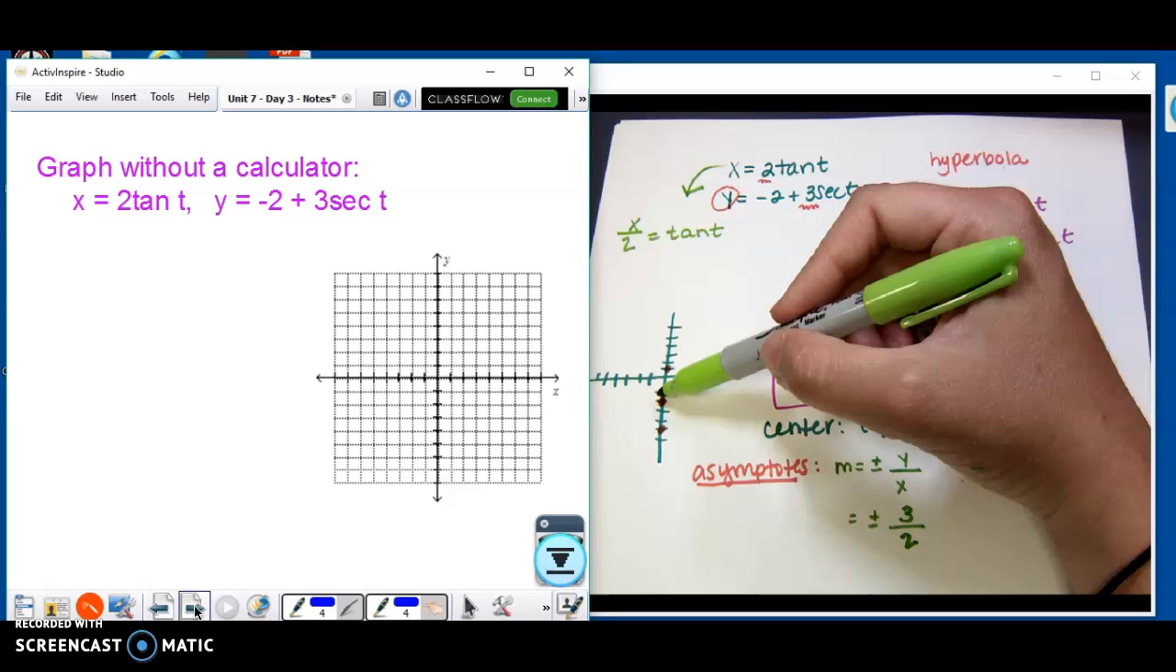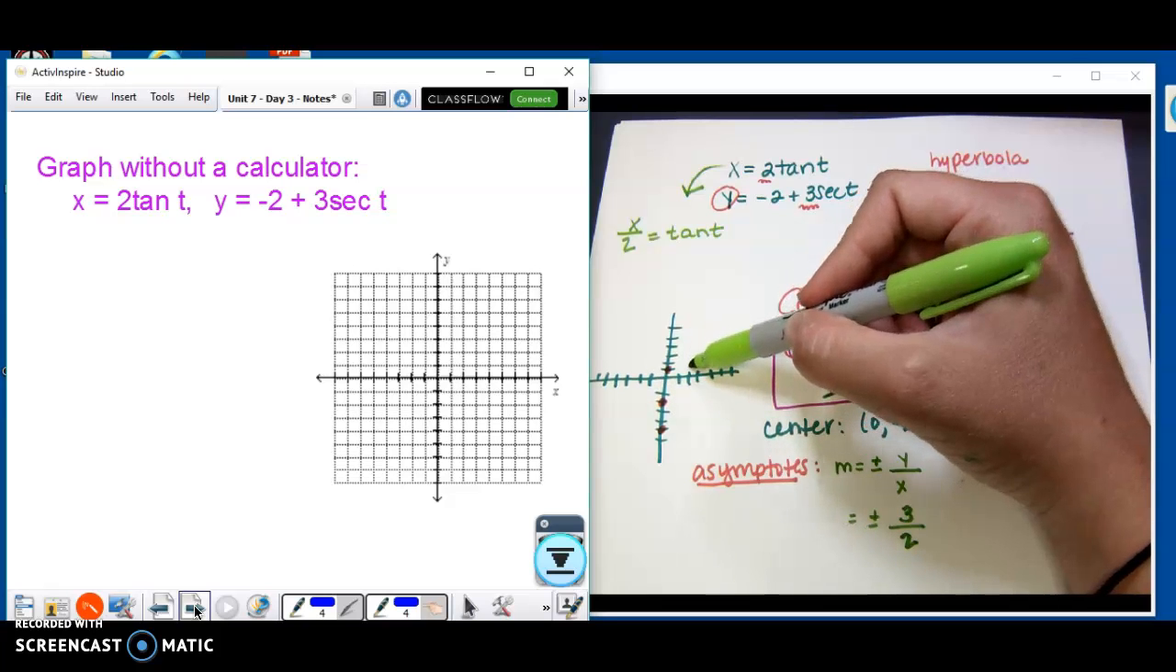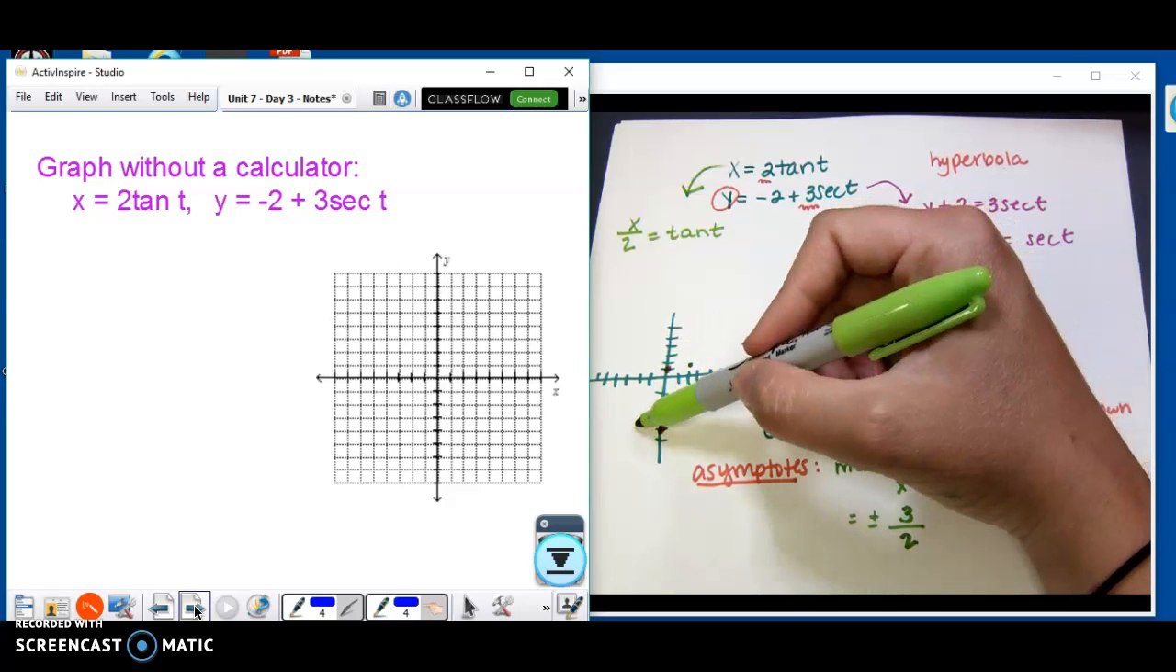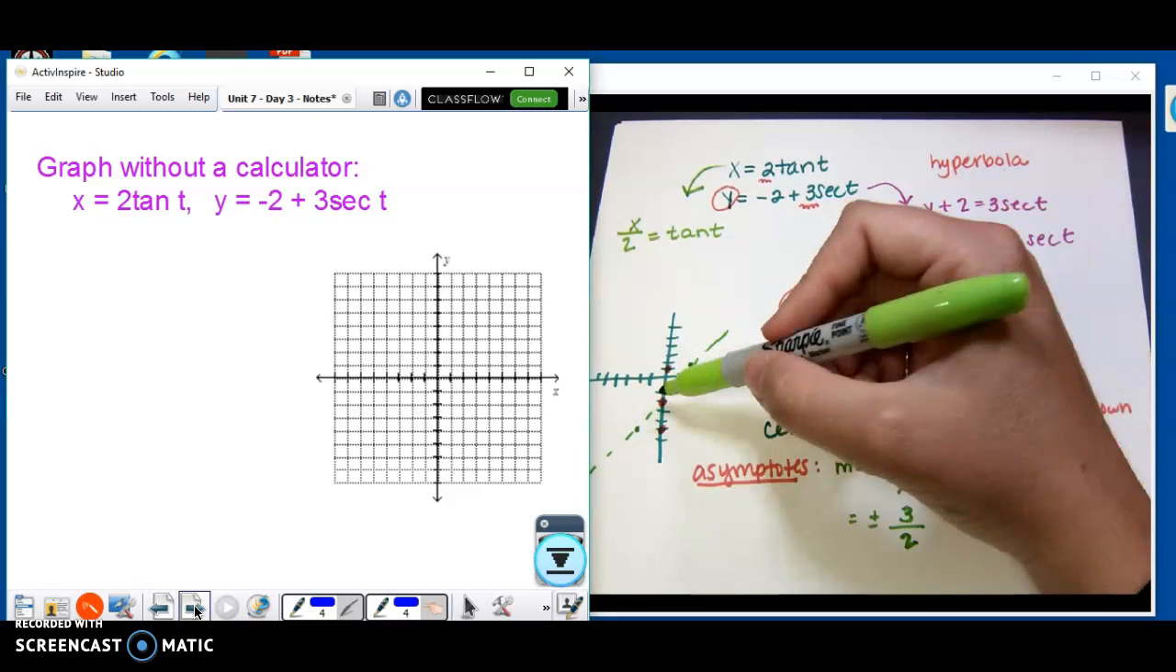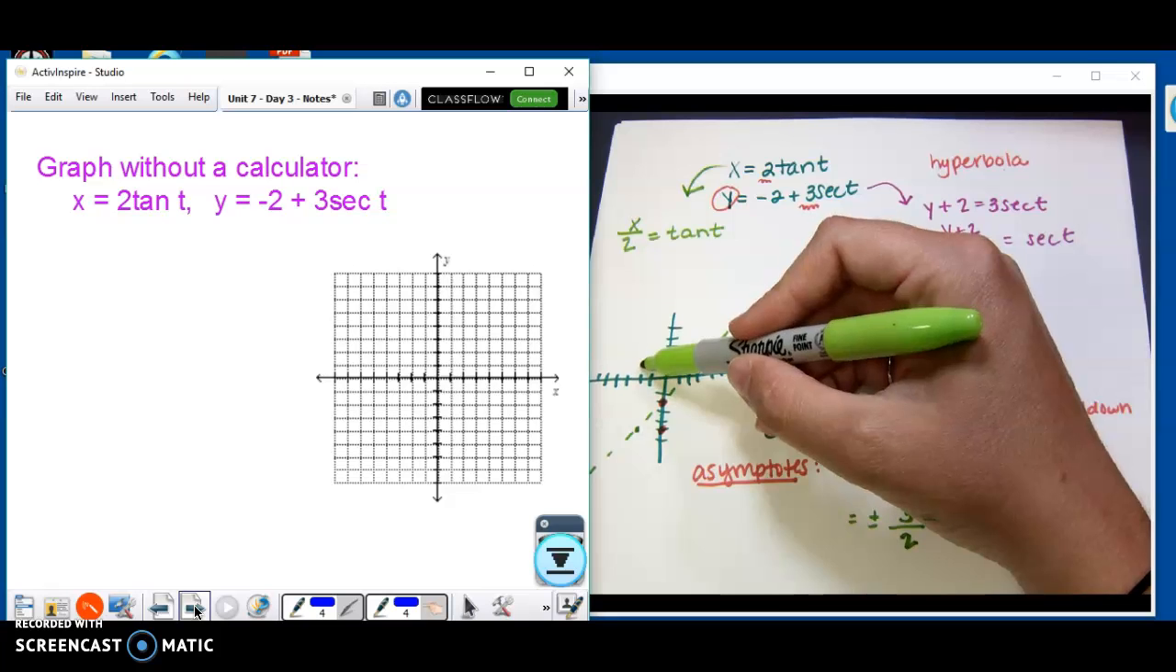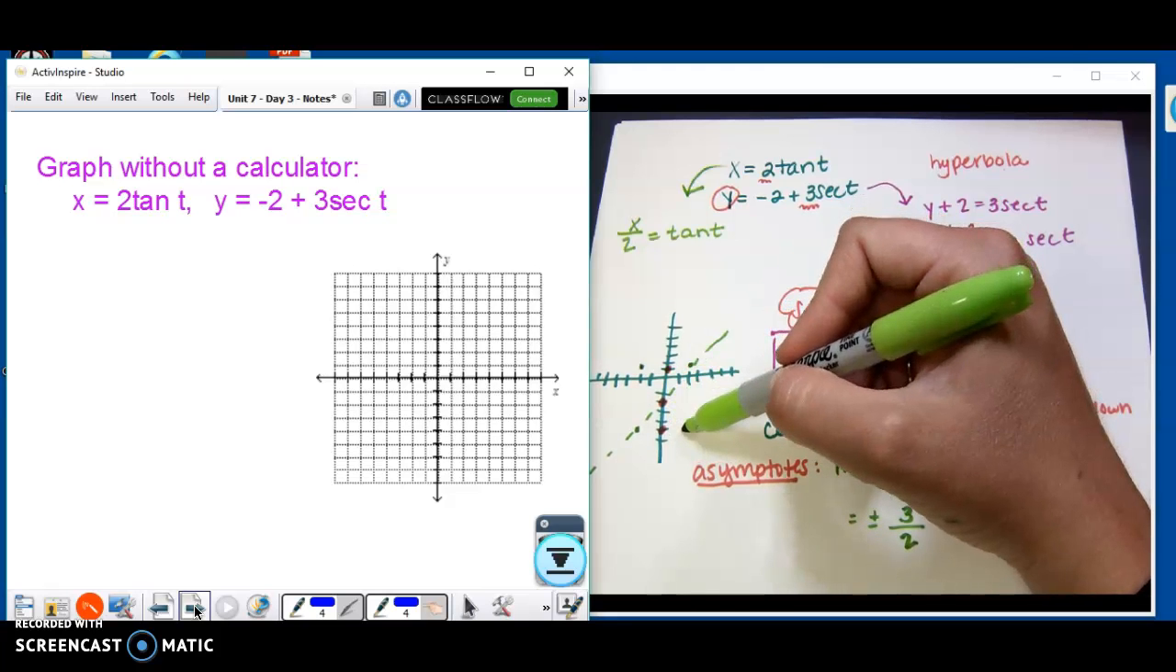So we're going to start at our center. We're going to go up 3 spaces, over 2 spaces, and down 3 spaces, over 2 spaces. Draw in your asymptote. Then you're going to go up 3 spaces to the left 2, down 3 spaces to the right 2.